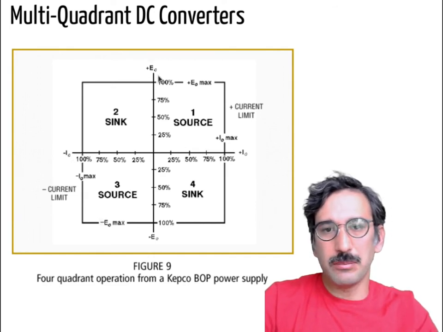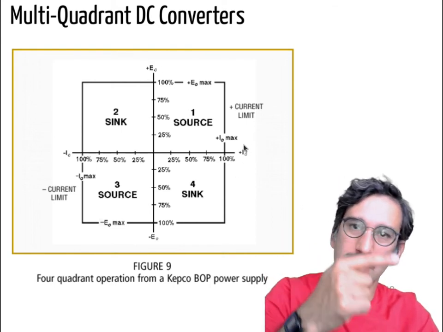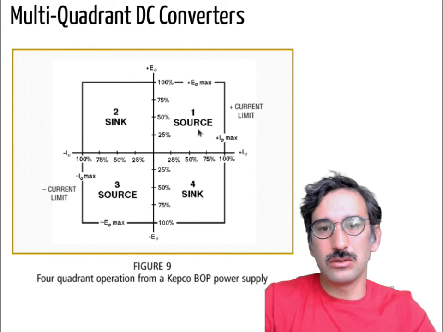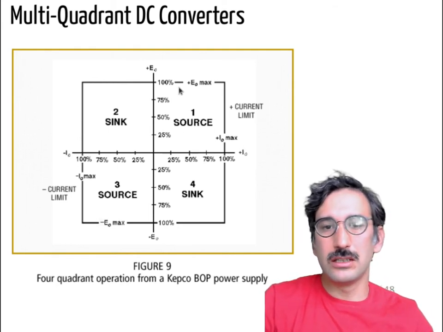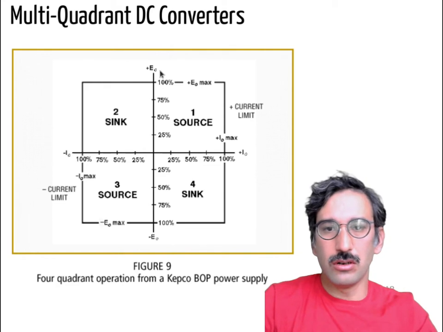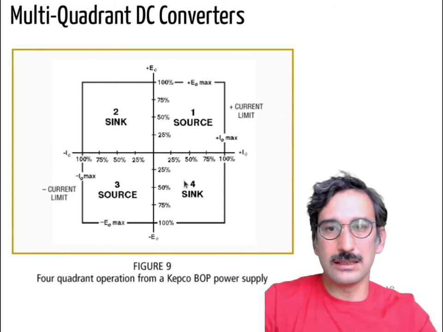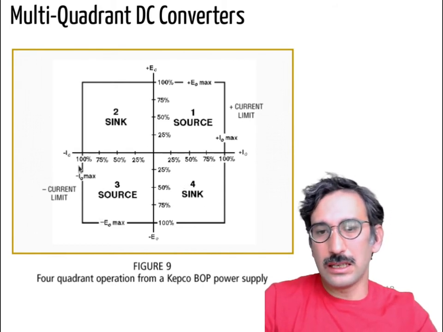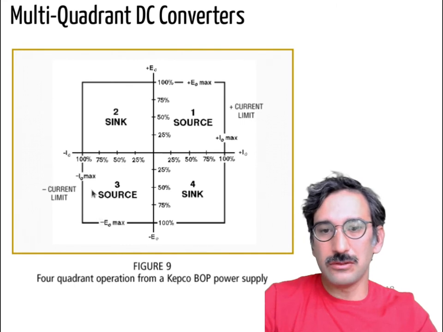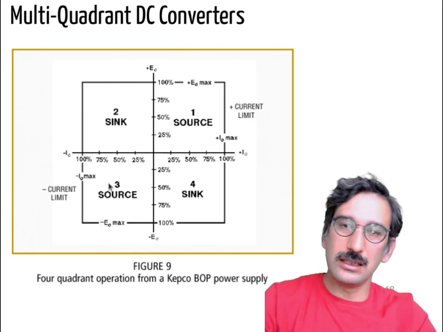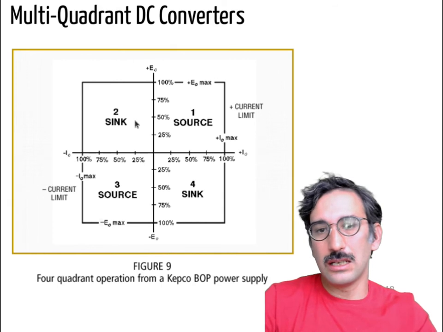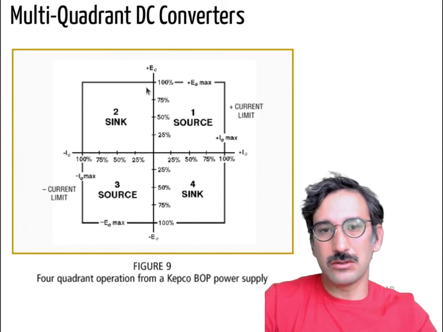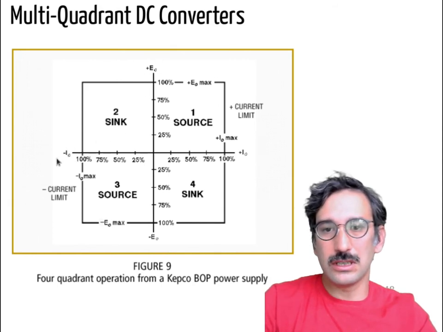If you are applying a positive voltage and giving current in one direction to the output, your converter is working as a source. Or you can give negative voltage and positive current, then it is working as a sink. Or again, you can give negative voltage and negative current, then it can also be a source. Or you can have the second quadrant where you have positive voltage and negative current.